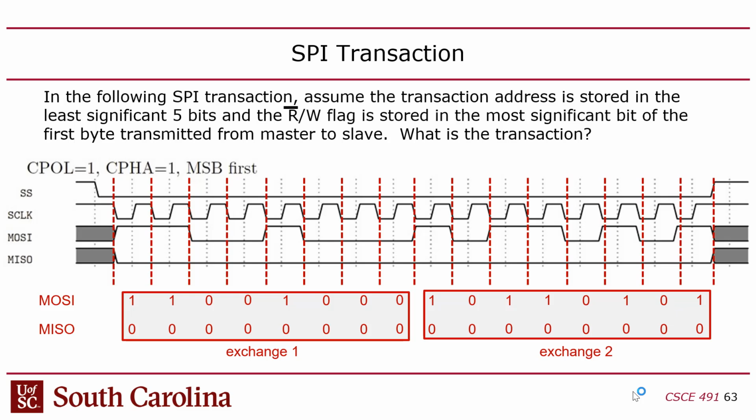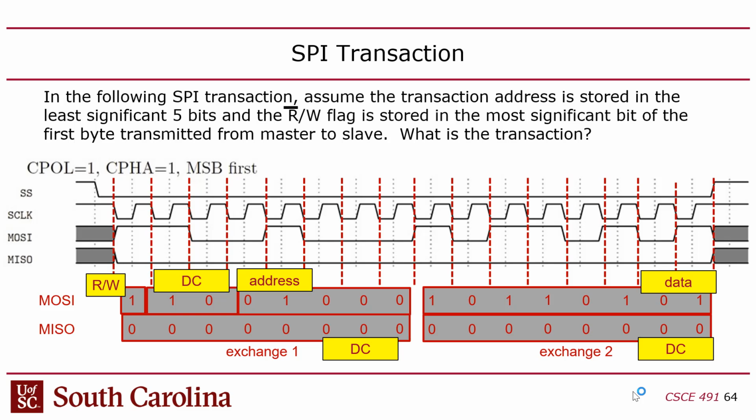Okay, so in this case, what are we doing here? The least significant 5 bits of the header is the address. The read-write flag is the most significant bit, and read is 0, write is 1. So I could tell that the read-write bit is 1, so that's a write. But I didn't even need to know that, like I said, because MISO is flatlined. I could tell it's going to be a write.